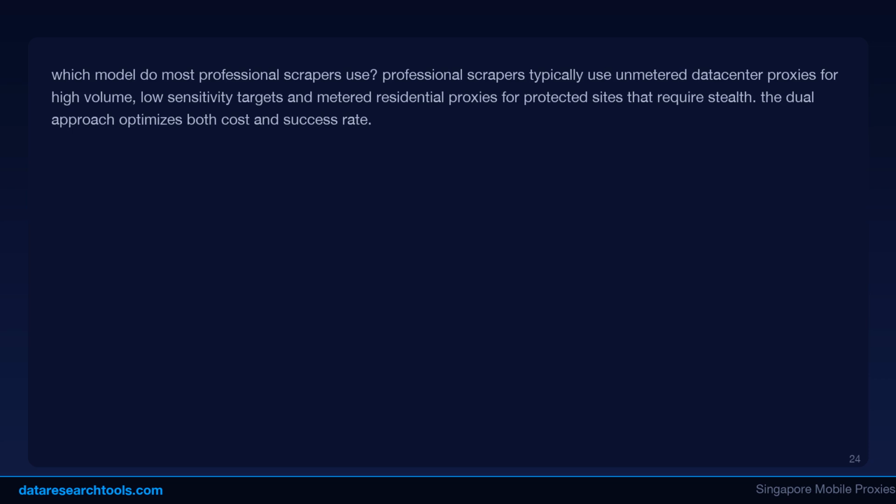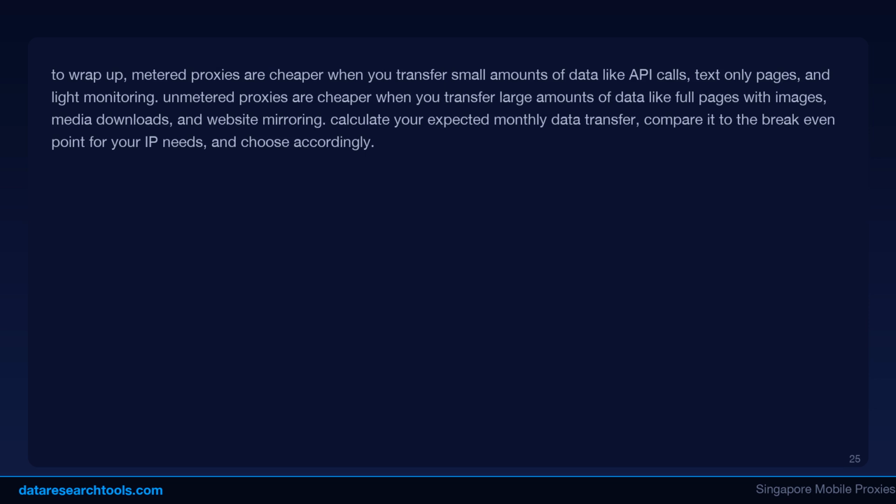Is there a hybrid option? Some providers offer tiered plans that combine elements of both. A base allocation of bandwidth with a set number of IPs and reduced overage rates. This can work well if your usage varies month to month.